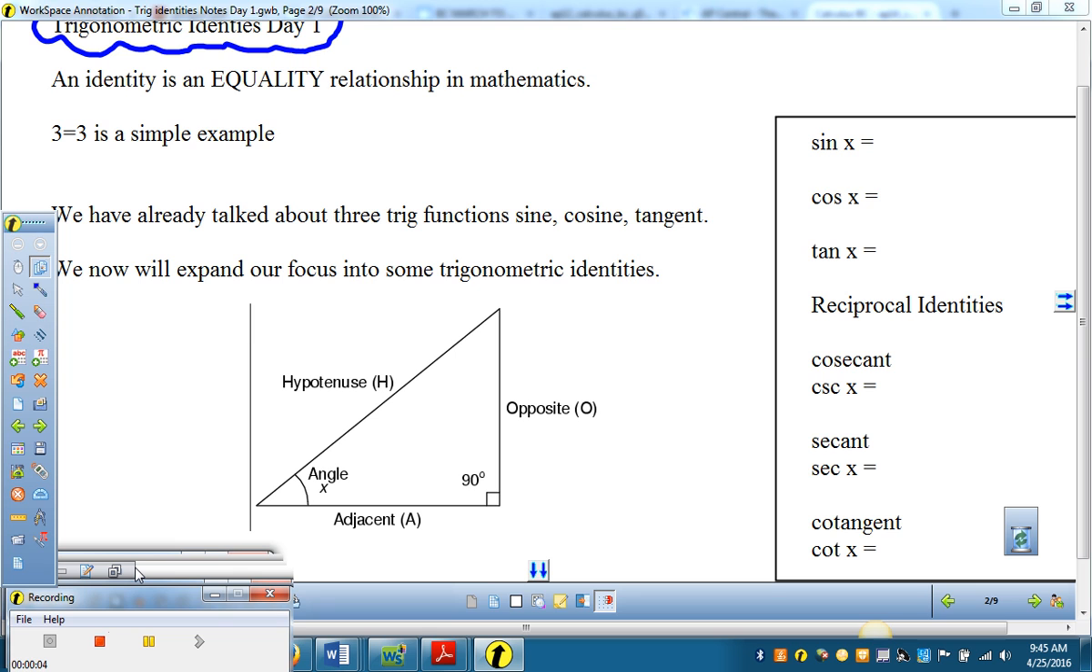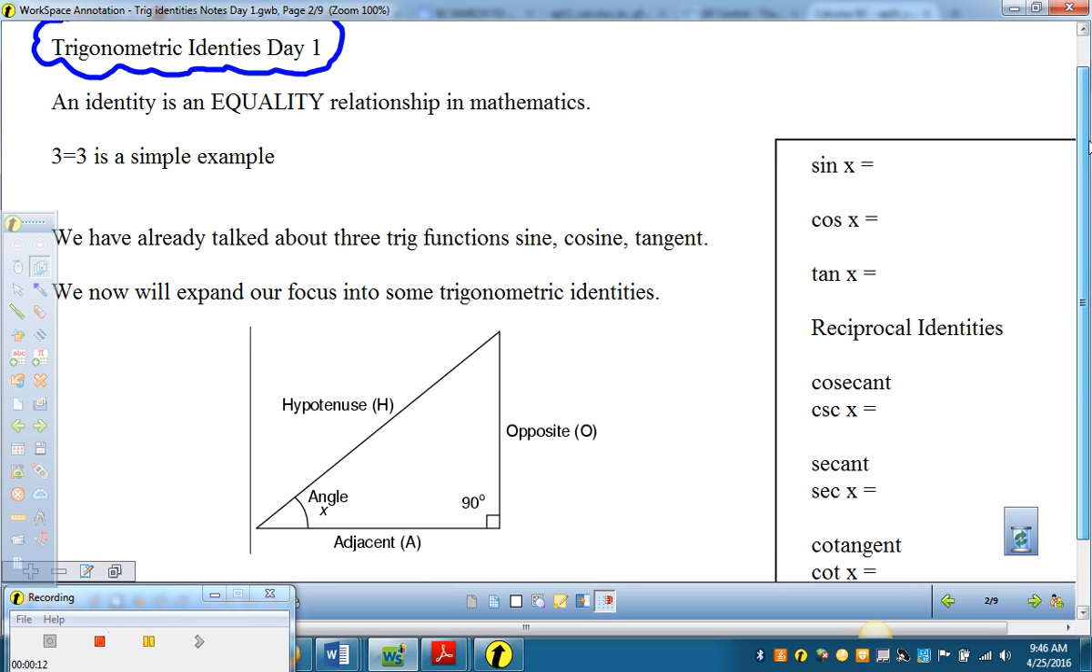Trig Identities Day 1. If you are looking for these notes and videos, they'll fall under the Chapter 14 section on my website, which deals with trigonometry.